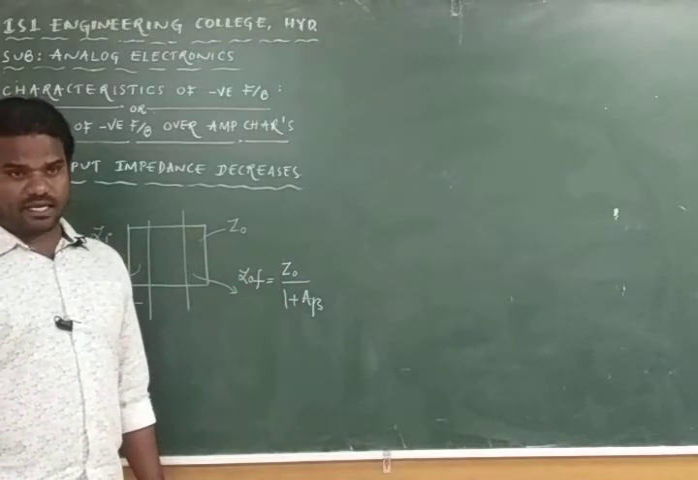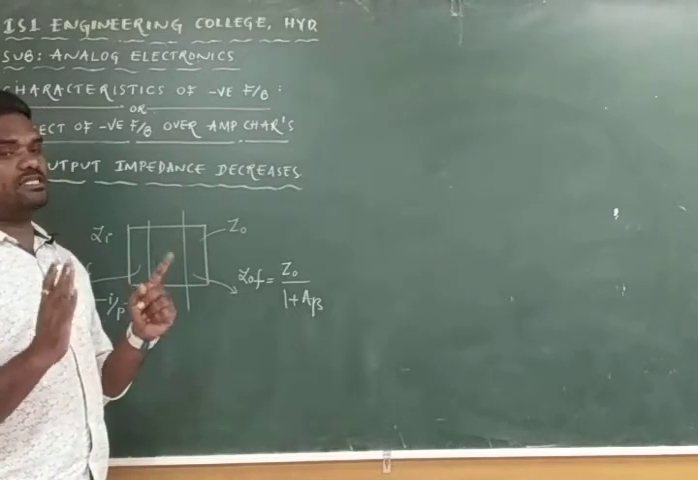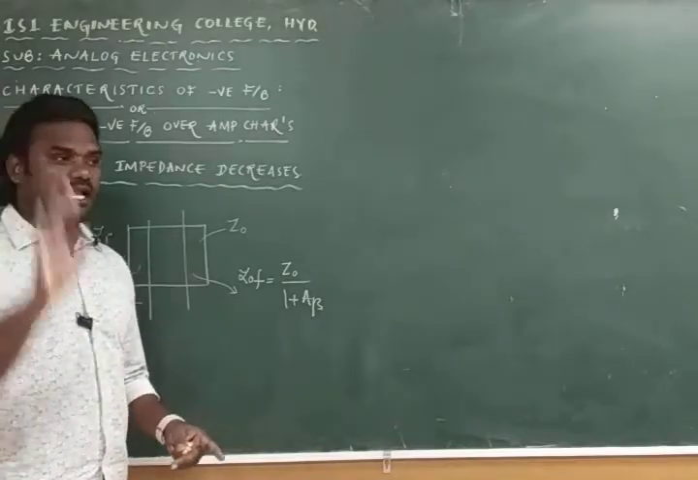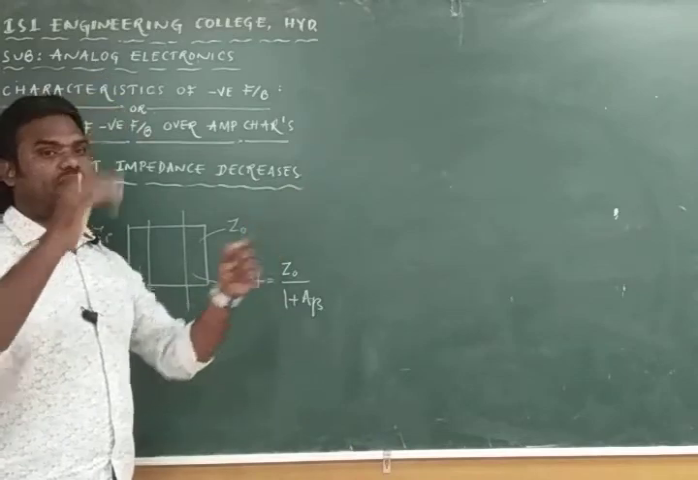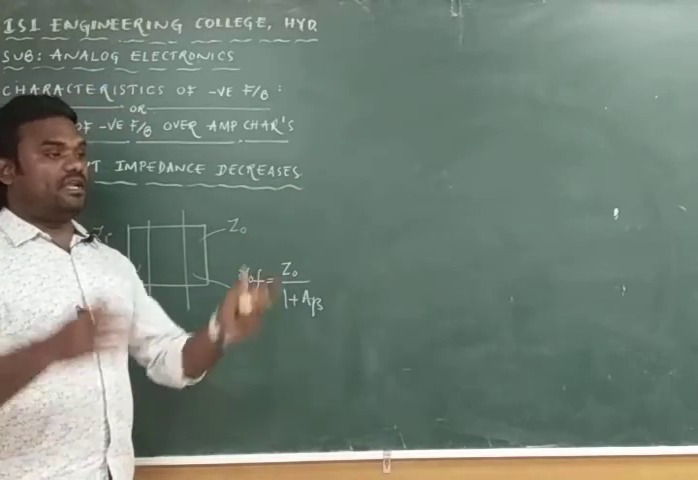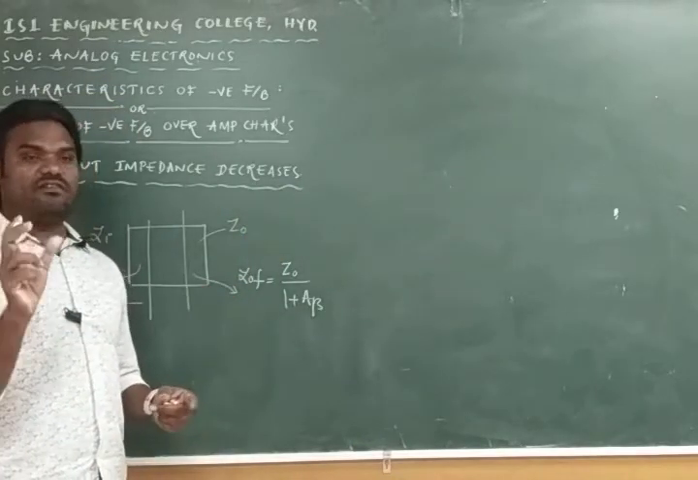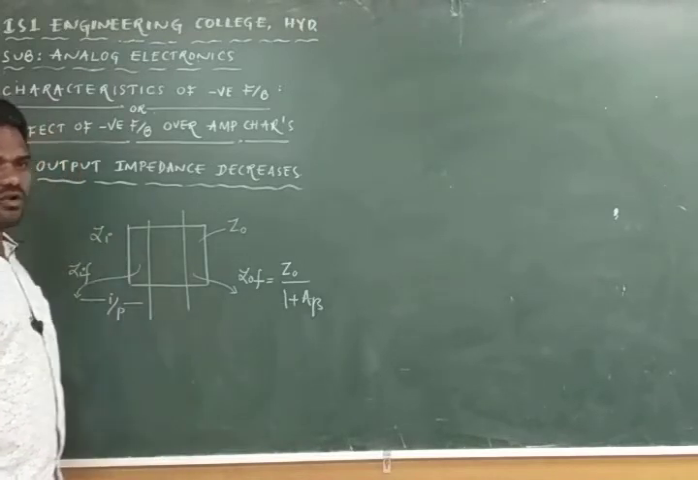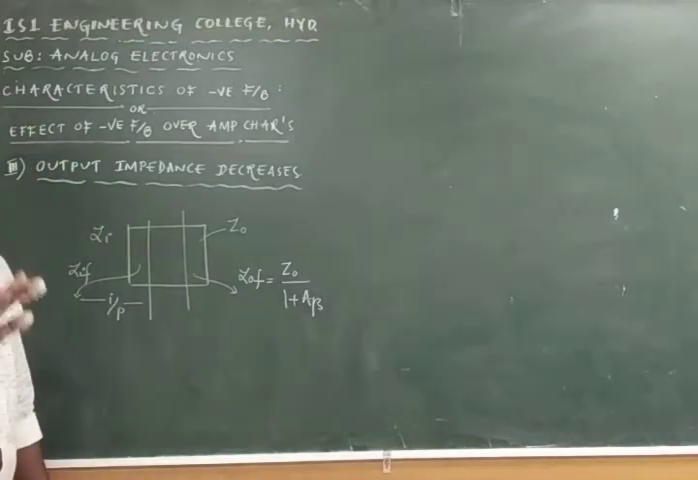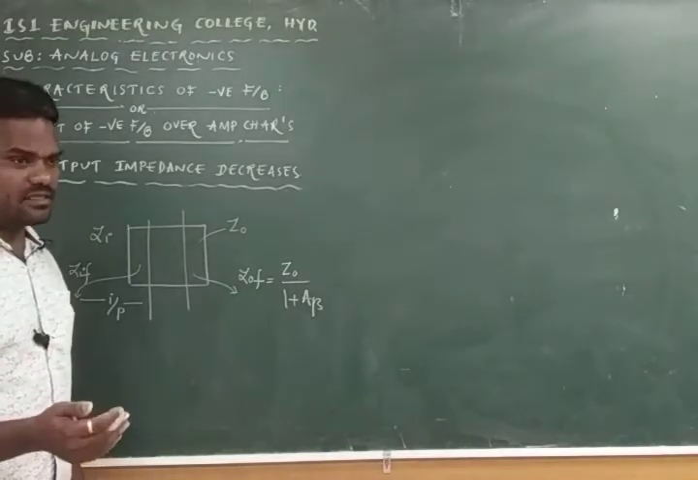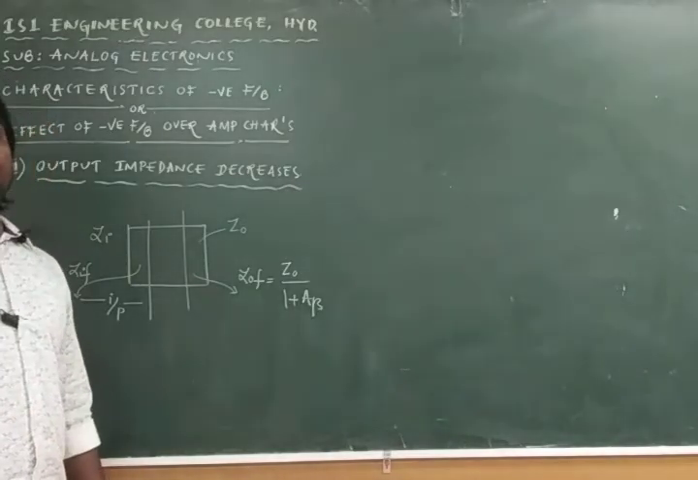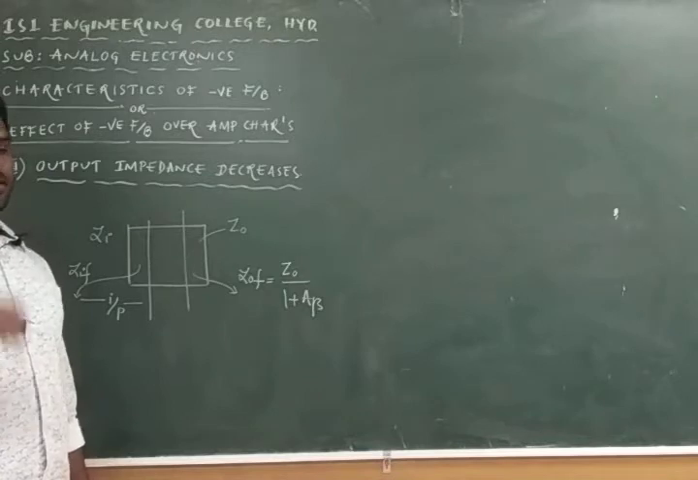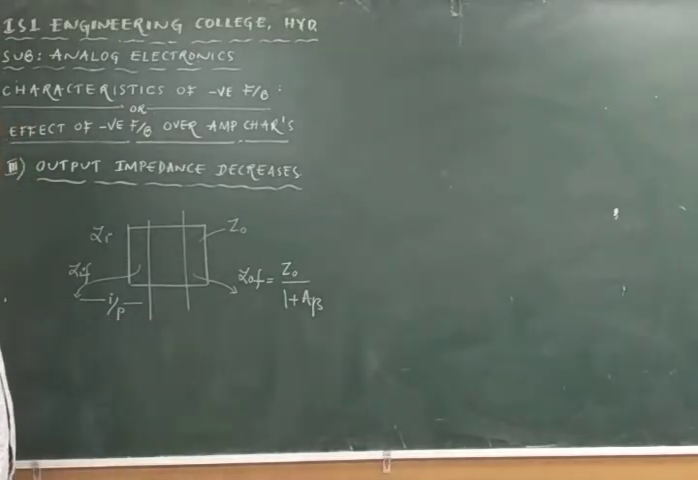I hope I am clear. Here you should understand the point. If it is increasing, you multiply in the numerator. If it decreases, you divide in the denominator. So what is the conclusion now? By employing the negative feedback, output impedance is going to decrease. That is the conclusion in the case of output impedance. Then write some notes.